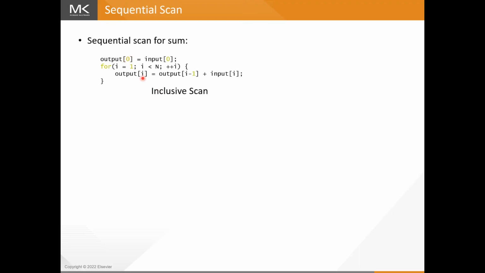So for inclusive scan, I'd initialize output of 0 to input of 0. And then in each iteration, the new output is going to be the old output plus the new input element. In exclusive scan, I would initialize the output to 0 as opposed to input of 0.